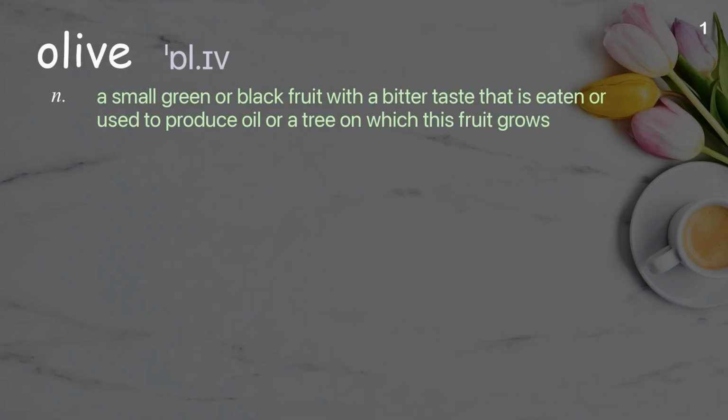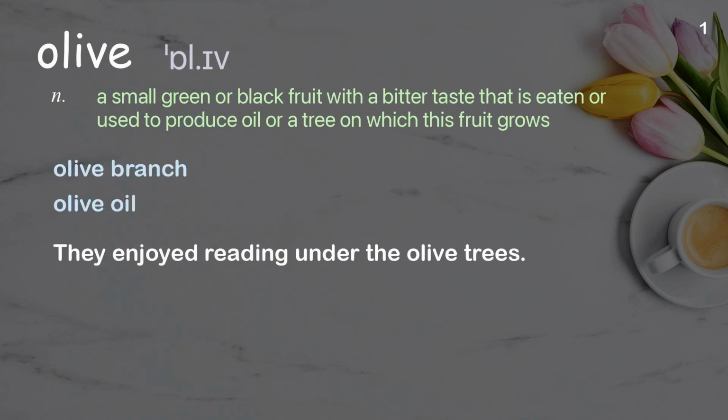Olive. A small green or black fruit with a bitter taste that is eaten or used to produce oil, or a tree on which this fruit grows. Examples: Olive branch, olive oil. They enjoyed reading under the olive trees.